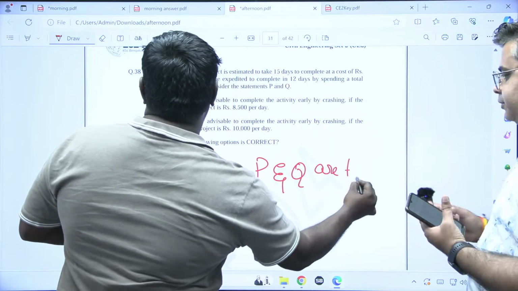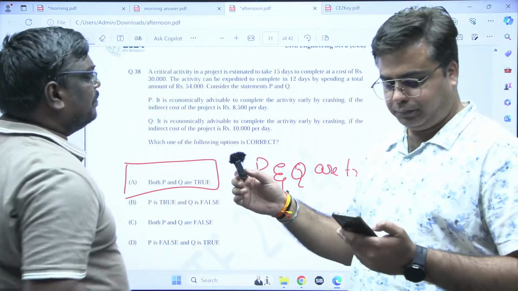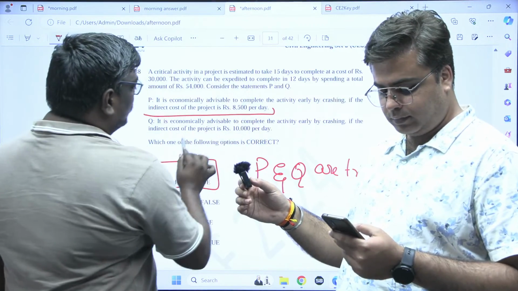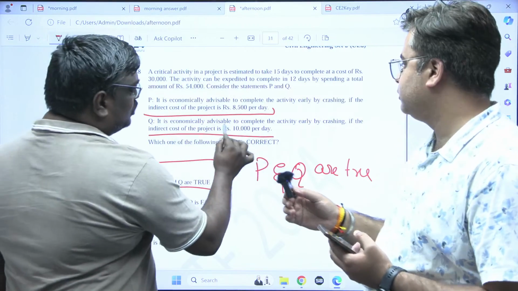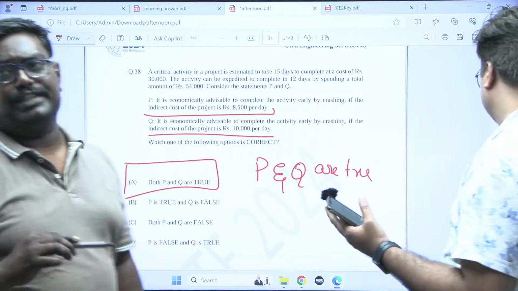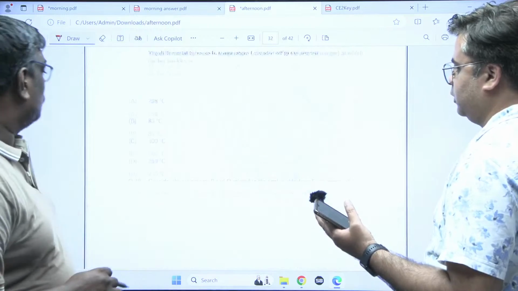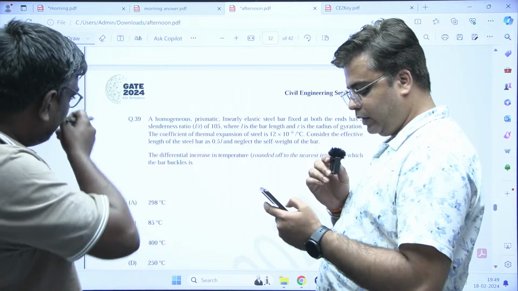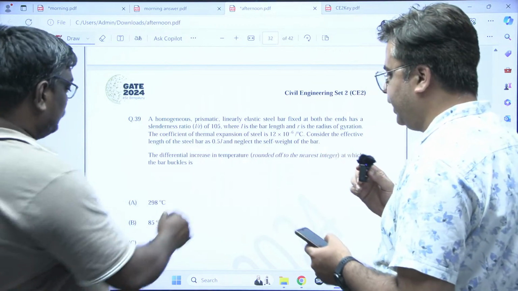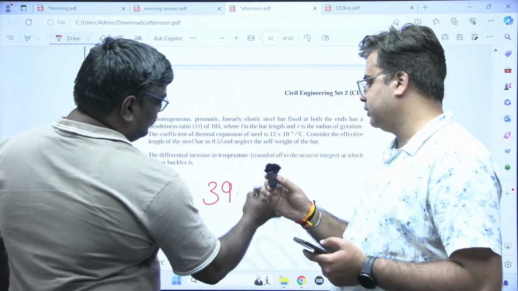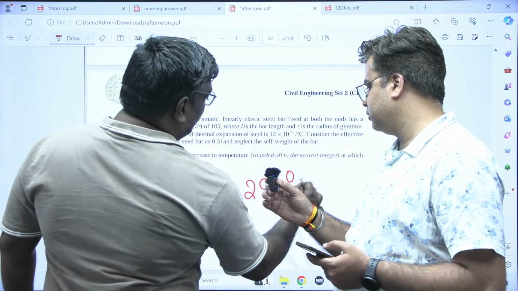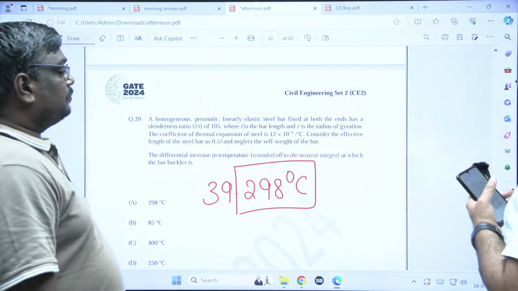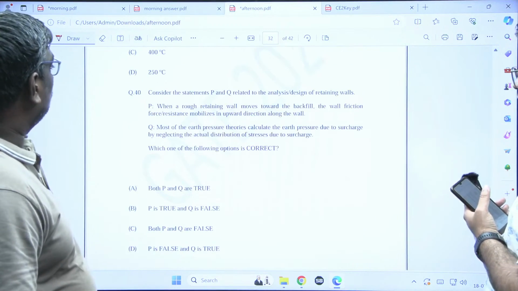See, students, here it is economically advisable to complete the activity early by crashing if the indirect cost of the project is 8,400 per day. I'm just reading the question number to identify which question this is. This is question number 39. Sir, they got 298? Yeah, for 39 option A, 298 degree Celsius. Okay. It's a combination of SOM and RCC, sir. Survey or anything.